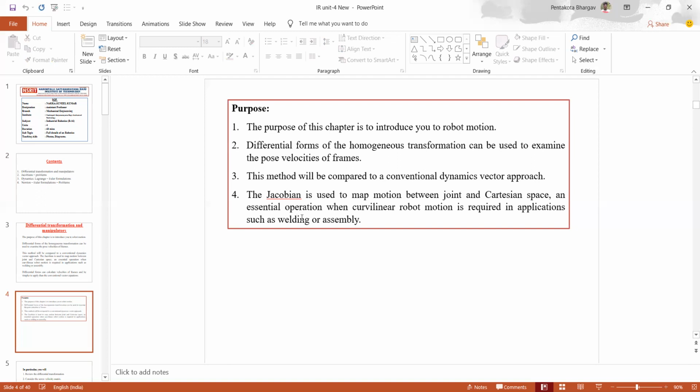Here, in the Jacobian matrices we use differentiation. For example, cos theta differentiation is the term sin theta, and sin theta differentiation is cos theta, and 1 differentiation is 0. Okay, here these are the differentiation terms. And what is the first point? The purpose of this chapter is to introduce you to robot motion.